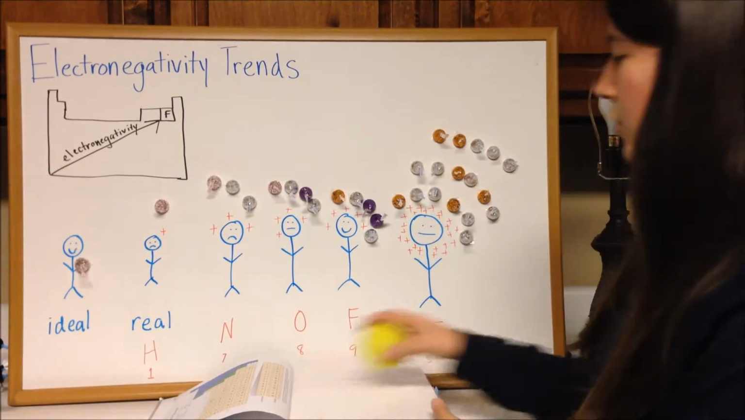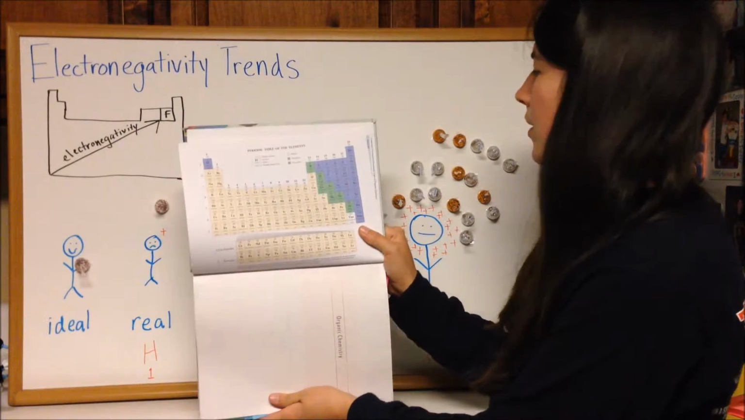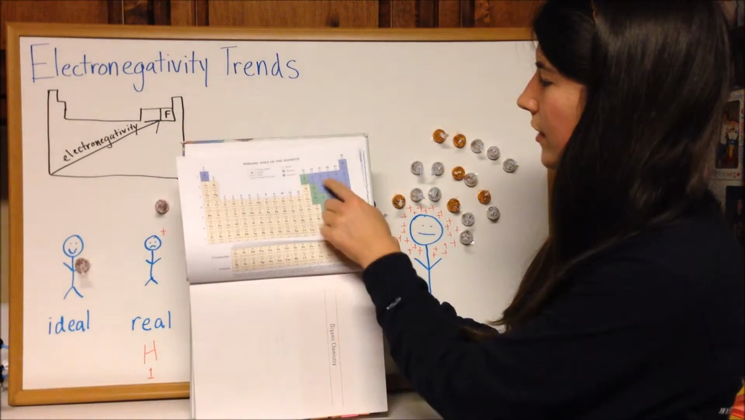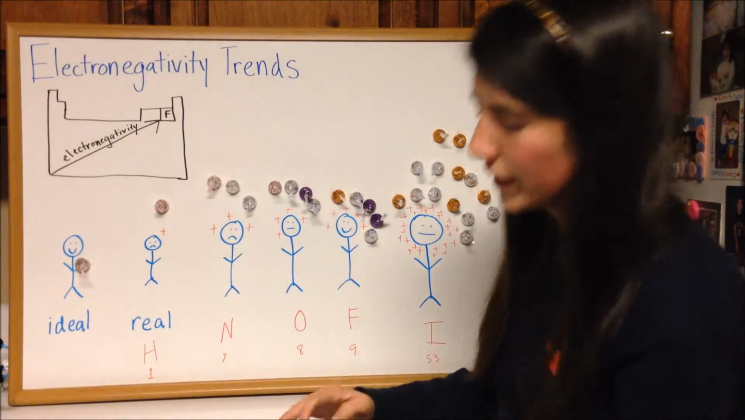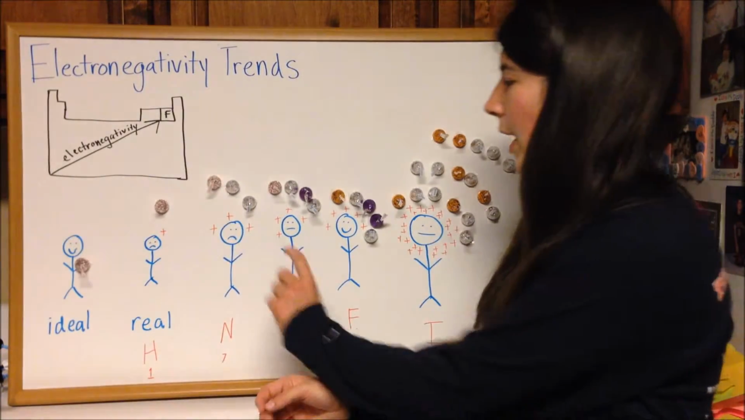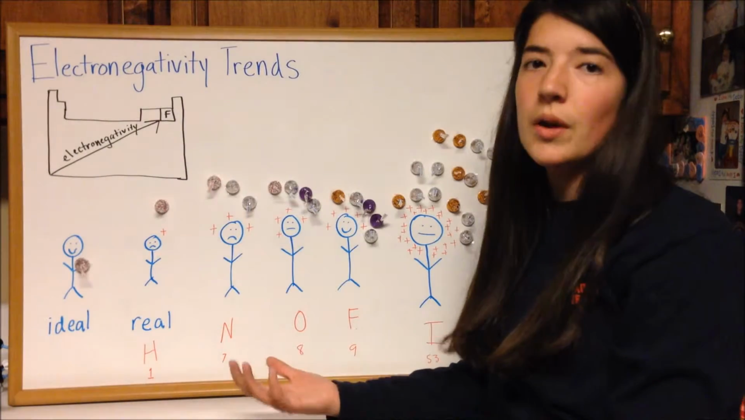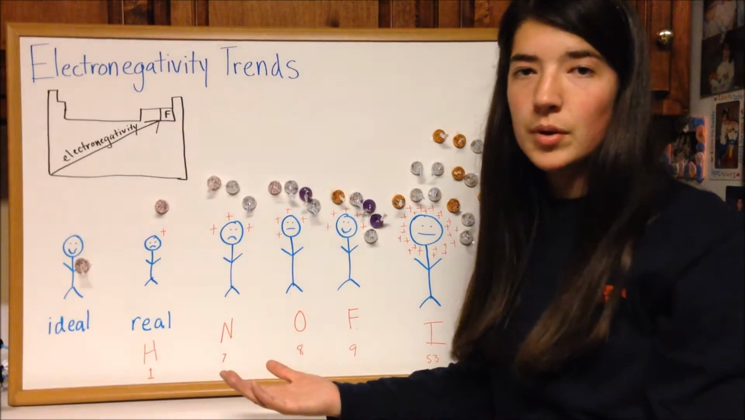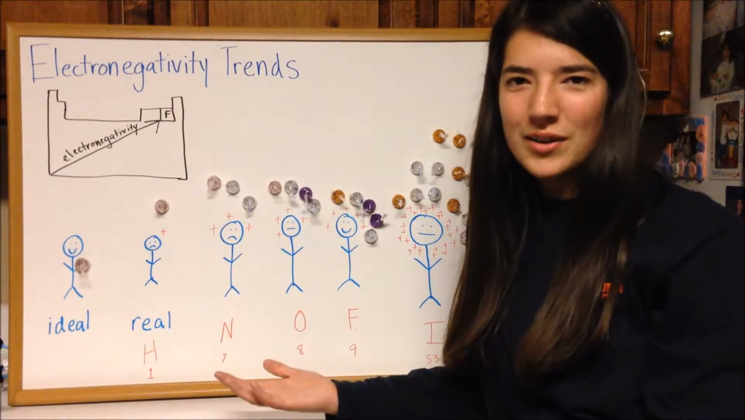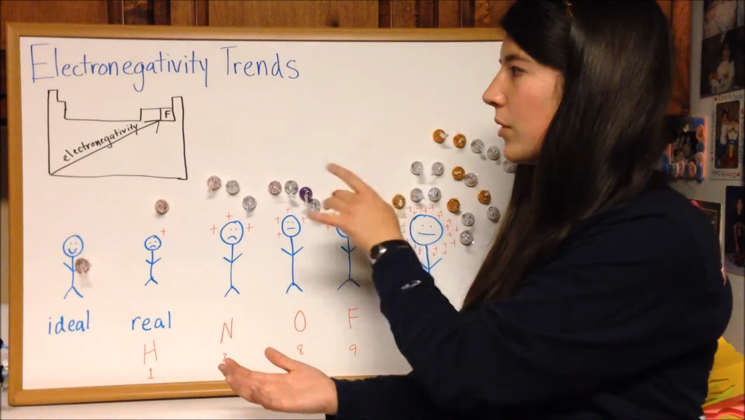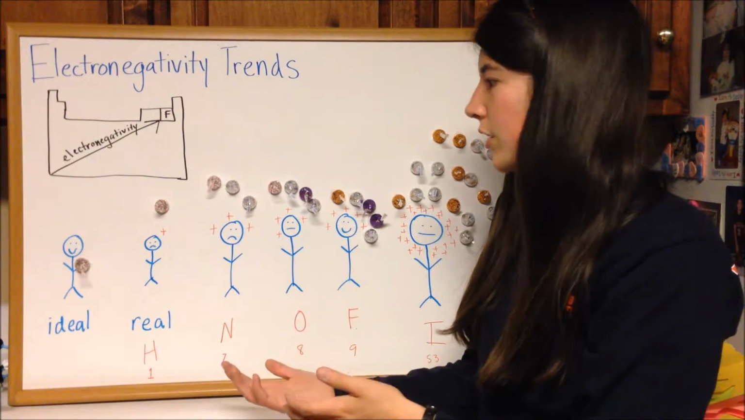So let's take a look at this trend as we go across the periodic table. Here on the board we're going to take a look at nitrogen, oxygen, and fluorine, the two atoms before we get to fluorine. Every time you move one spot over across the row of the periodic table, the atomic number increases by 1. That means you're adding one proton and electron pair. So as you go across, each time you're increasing by one proton and one electron.